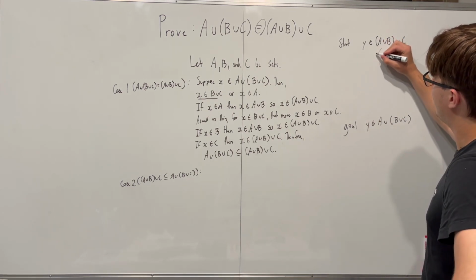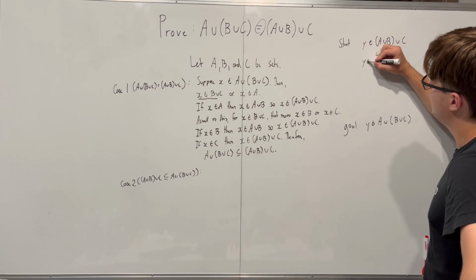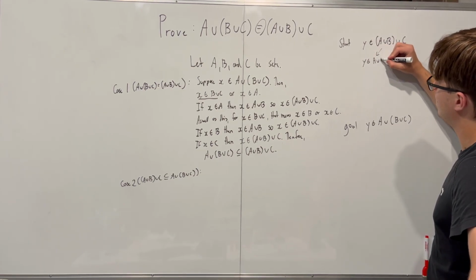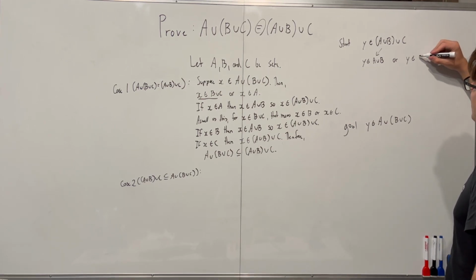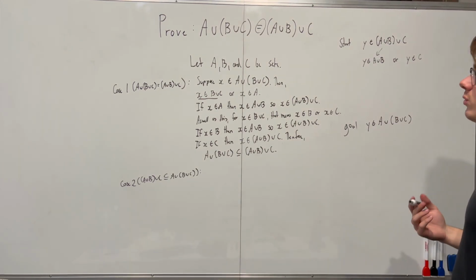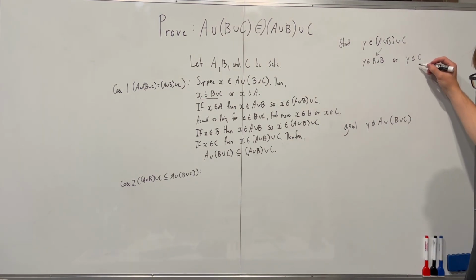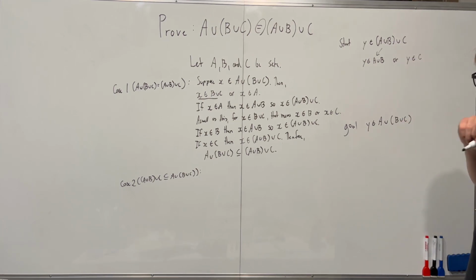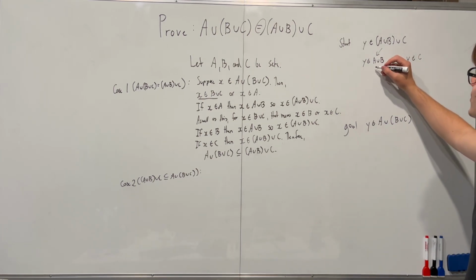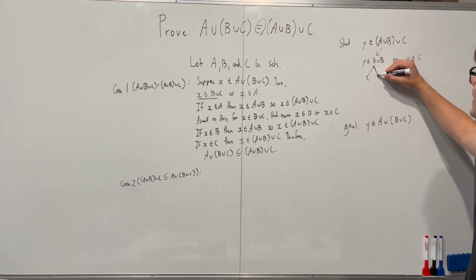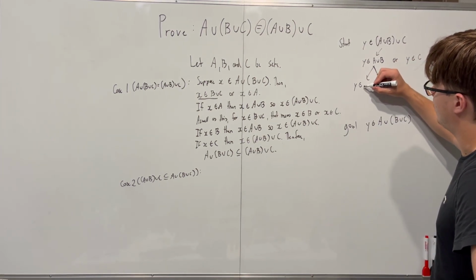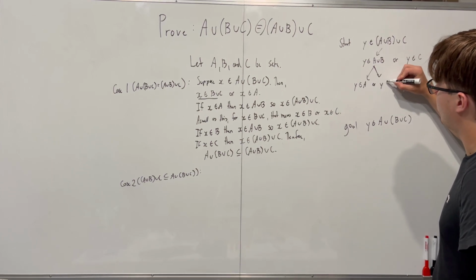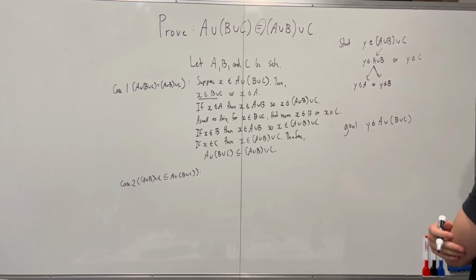Well, it means that y must be an element of A union B, or y must be an element of C. Fantastic. What can we do? Well, from here, we can't really jump anywhere yet. Okay, let's continue breaking this down. Let's break down what it means for y to be an element of A union B. Well, it means y is an element of A, or y is an element of B.